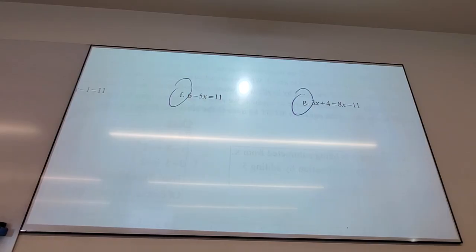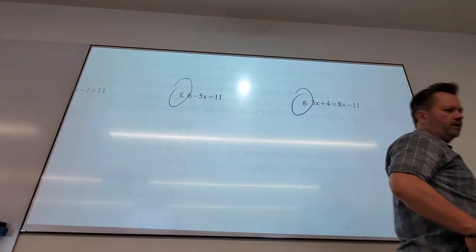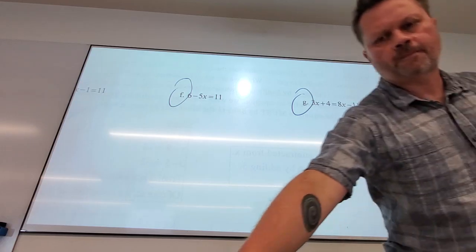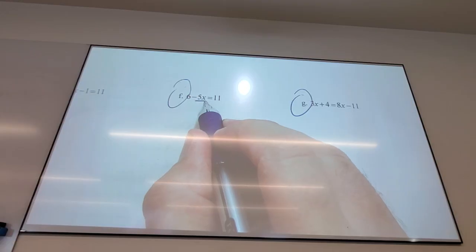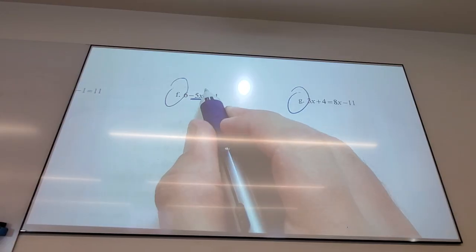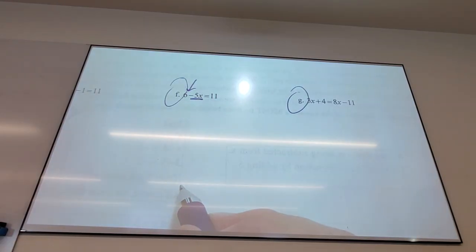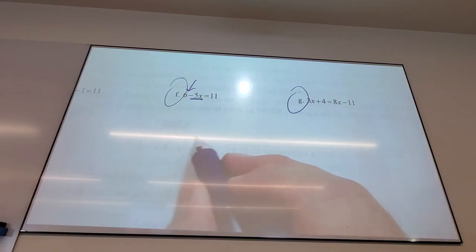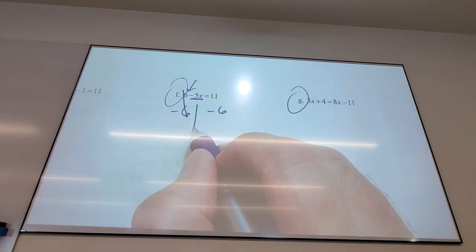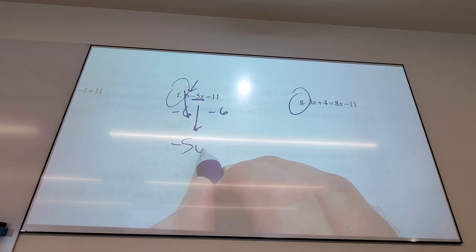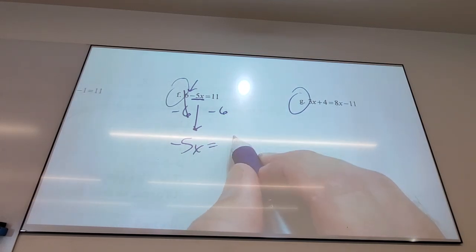So what did somebody do first in part F? Yes, because you say to yourself, which term has the x in it? This one. Why is this term not by itself? This stupid thing. How do I cancel the 6? Subtract 6. That cancels. And what's 11 minus 6? 5.